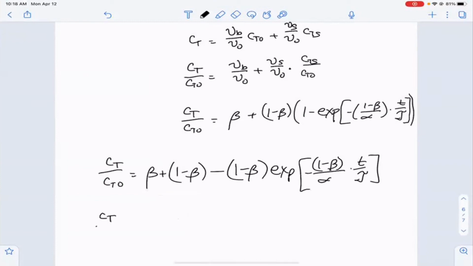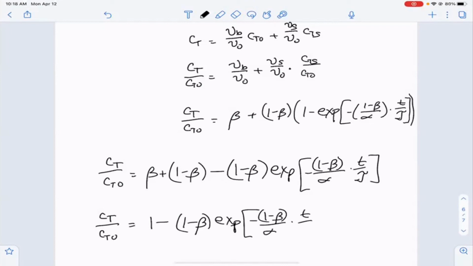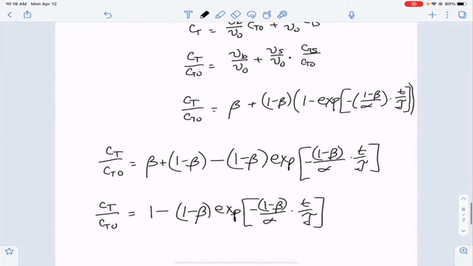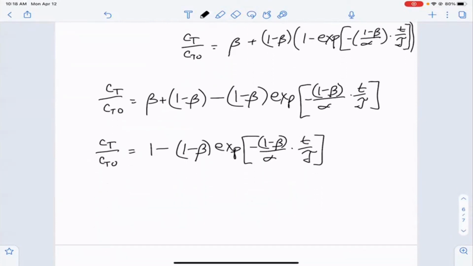So CT over CT0 equals 1 minus beta times the exponent of minus 1 minus beta over alpha times T over tau. And you think, all right, now we have an equation that describes the behavior of our data. Now, how do we rearrange this to easily extract alpha and beta?